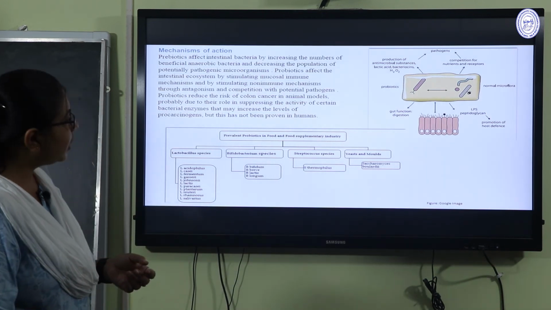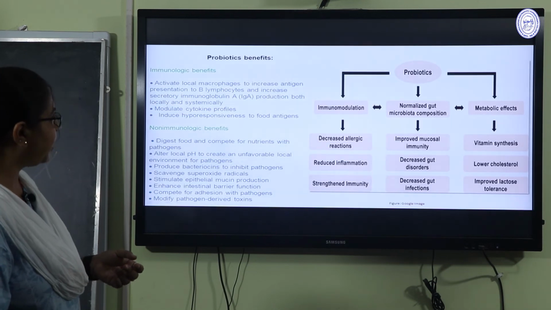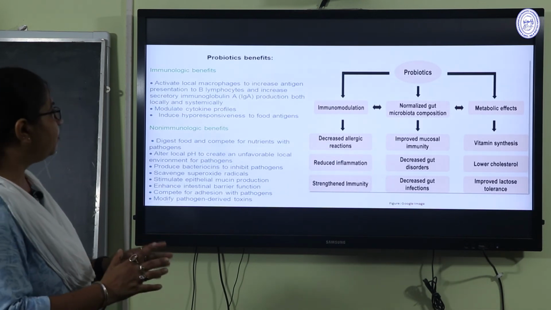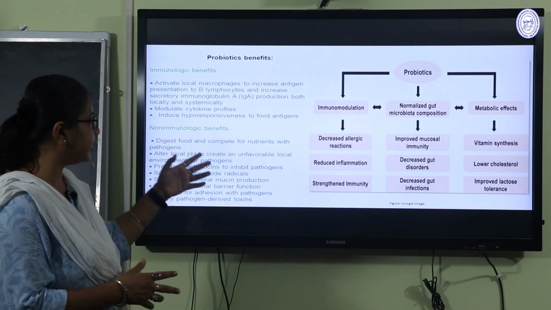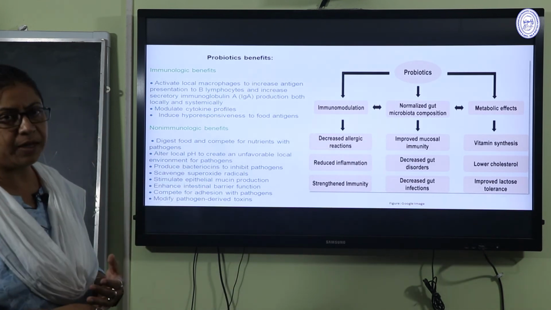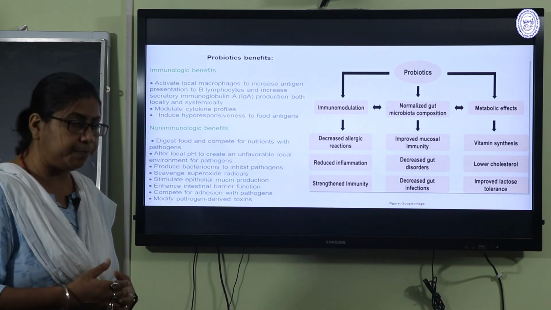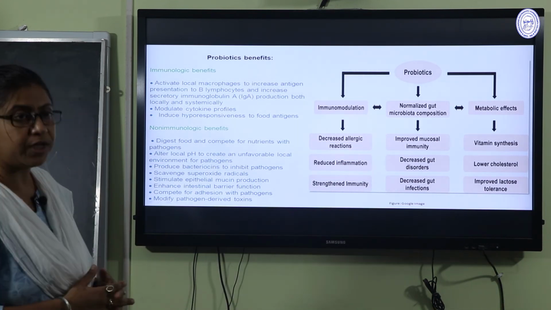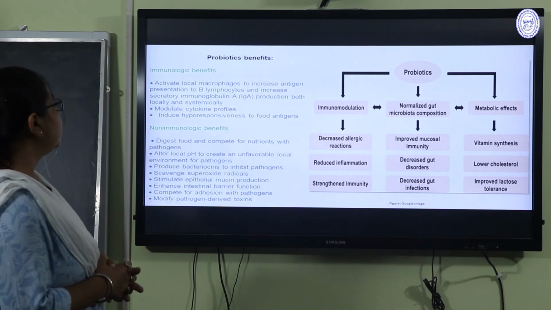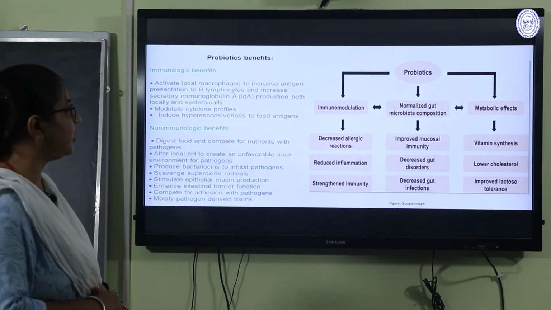Now coming to the details of the probiotic benefits. There are some benefits which I have dealt with here: some immunologic benefits and some non-immunologic benefits. So what are the immunologic benefits? They are in response to the immunological balance of the body, for maintenance of homeostasis within our system.